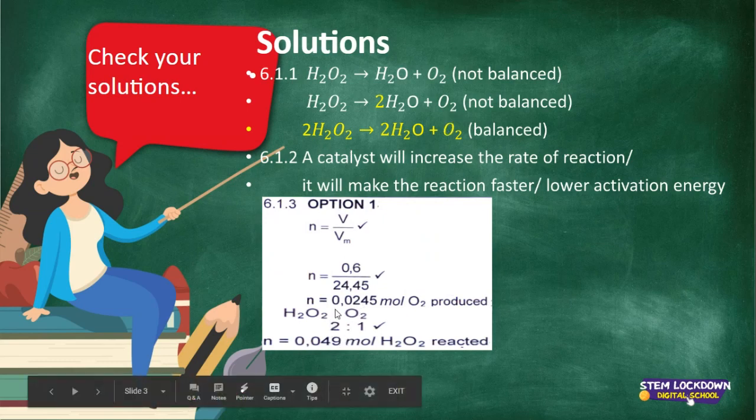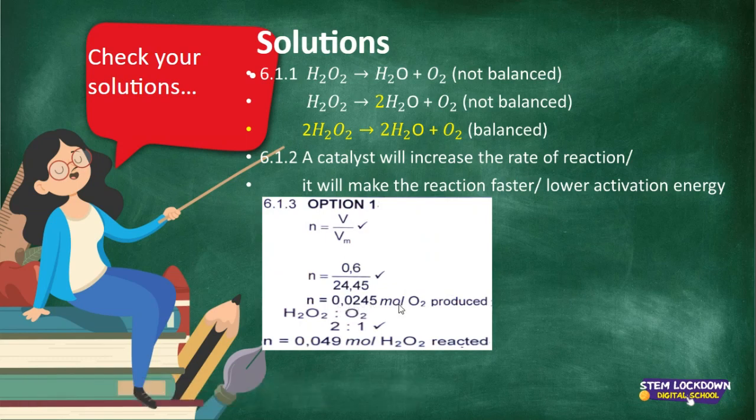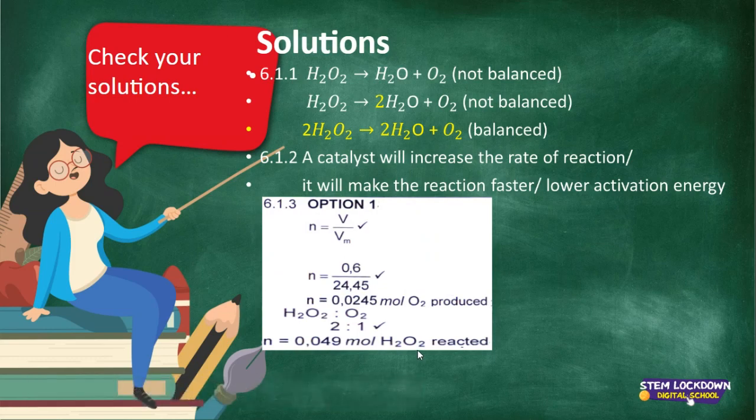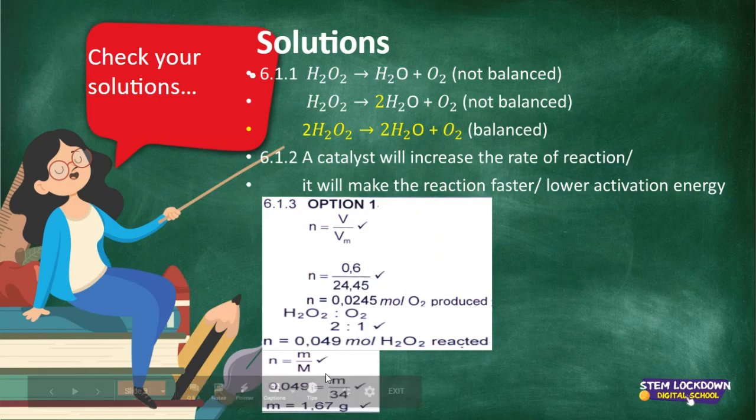Then you multiply this 0.245 by 2, you get 0.049. So that's the number of moles of hydrogen peroxide that would have reacted. But you have been asked for the mass. So what will be the mass? We know that the number of moles equals mass over molar mass. So the mass will be the number of moles times the molar mass.